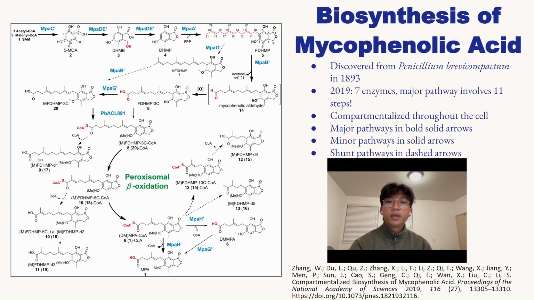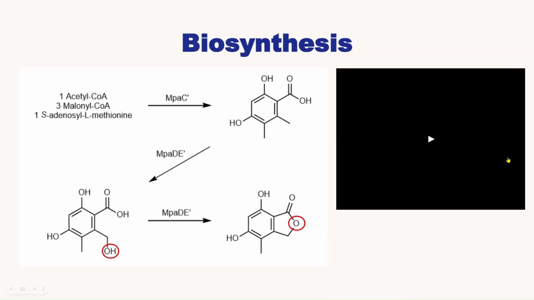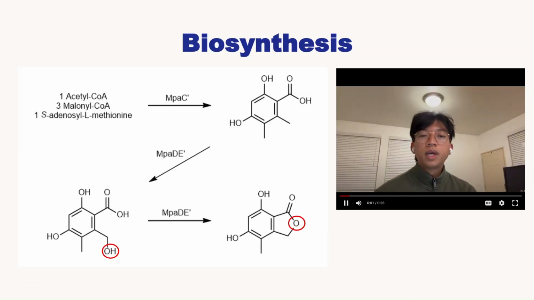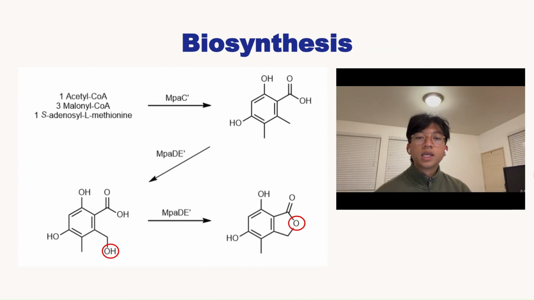Here in the diagram, you can see that the bold arrows represent major pathways, the minor pathways are in solid arrows, and the shunt pathways are in dashed arrows. For brevity, I'm just going to be talking to you today about the major pathways. The biosynthesis starts when the enzyme MPAC converts 1-acetyl coenzyme A, 3-malonyl-CoA, and 1S-adenosyl L-methionine to 5-methyl orsellinic acid.